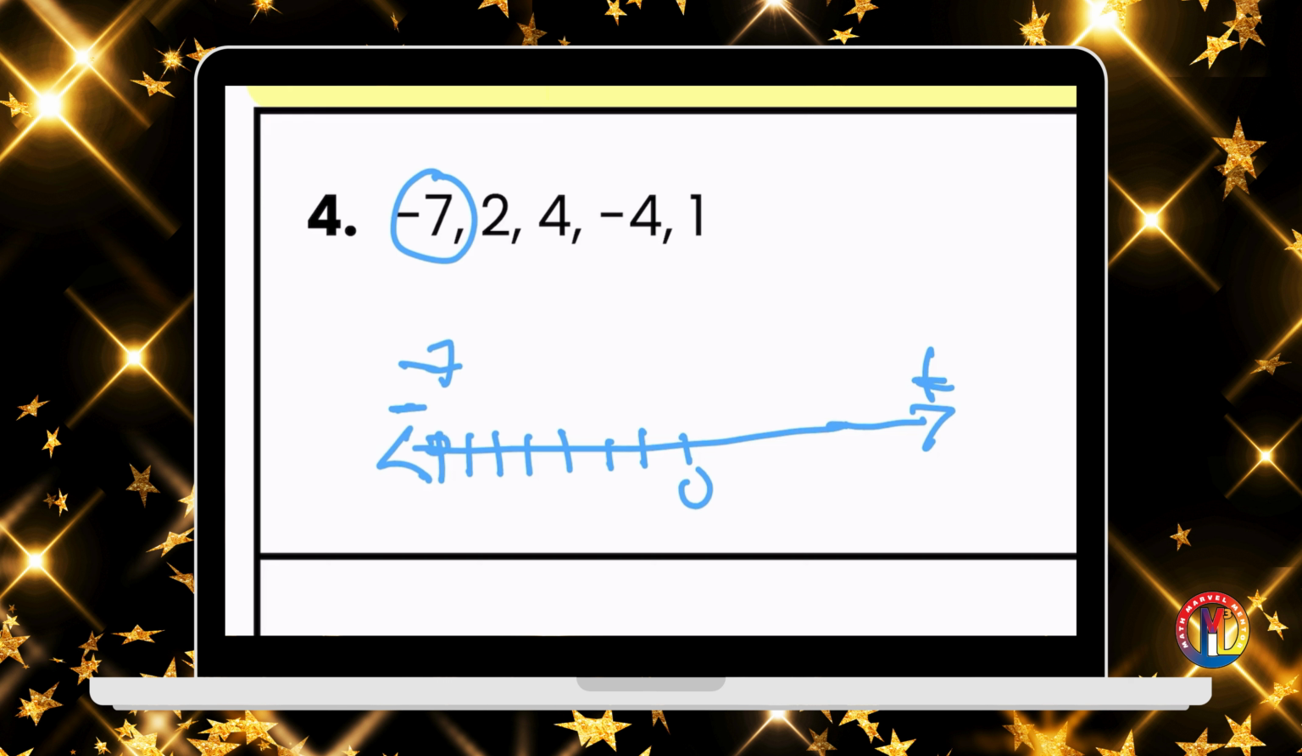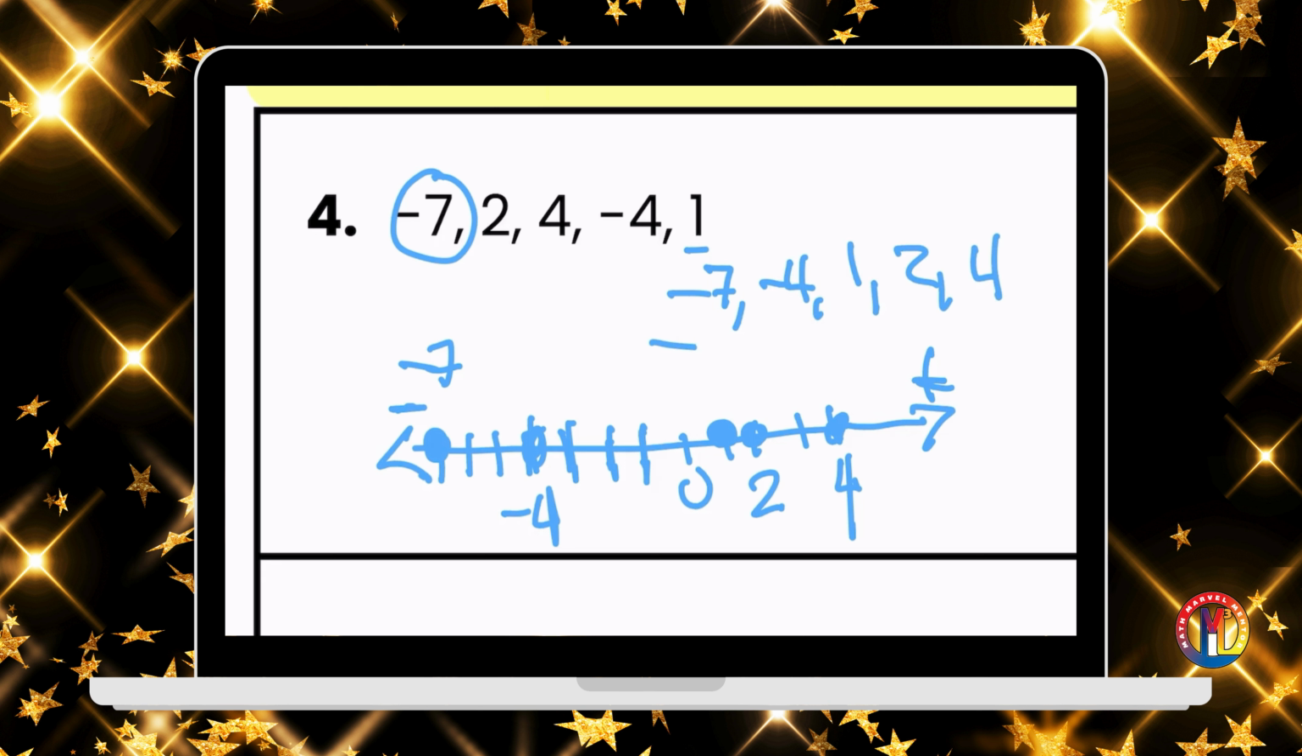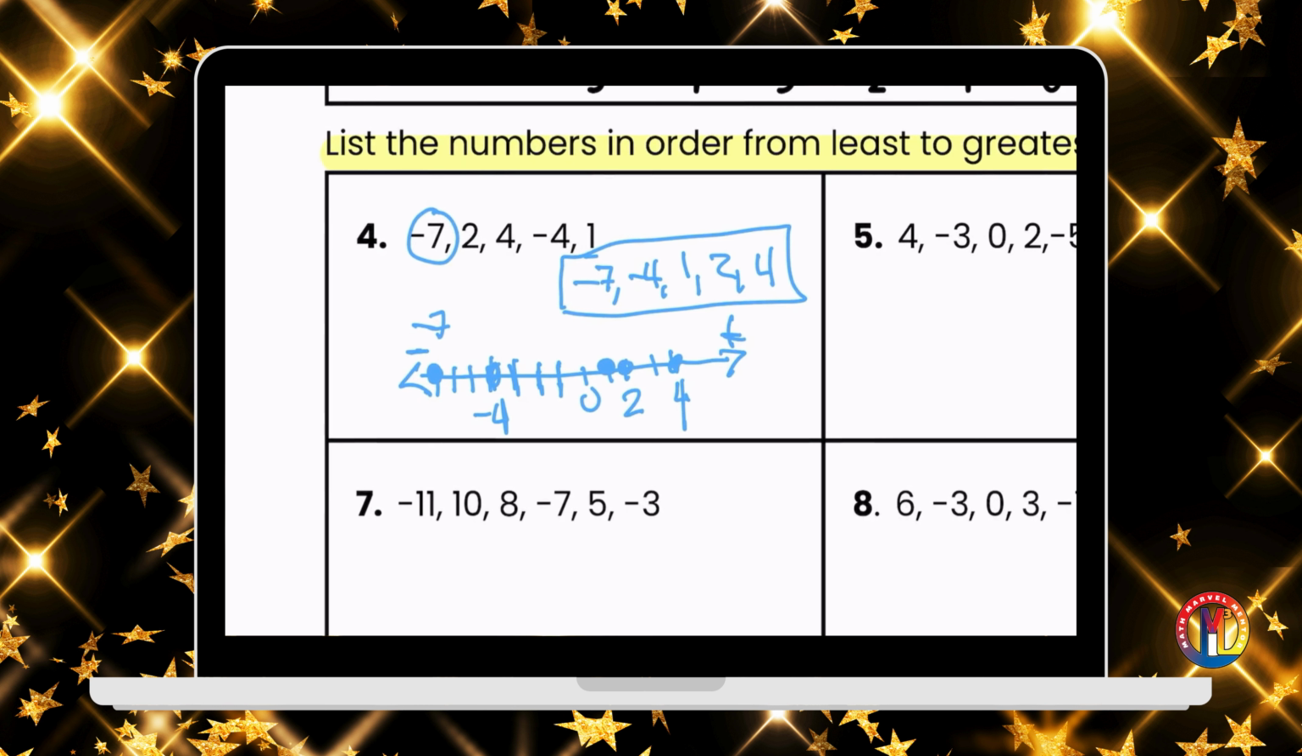-7 is going to be 7 spaces to the left. So here I have -7. I plot my point. Now I'm going to look at number 2, 2 spaces to the right. 4, 2 more spaces gives me 4. Now -4, I start at 0, 4 spaces to the left, -4, and then 1 is 1 space to the right. Now I can see by just clearly looking at my number line what the order is. We have -7, -4, 1, 2, and 4. Same order as how we see them on the number line.